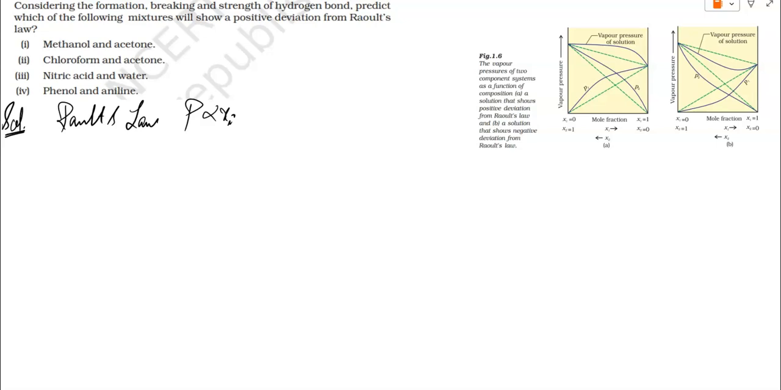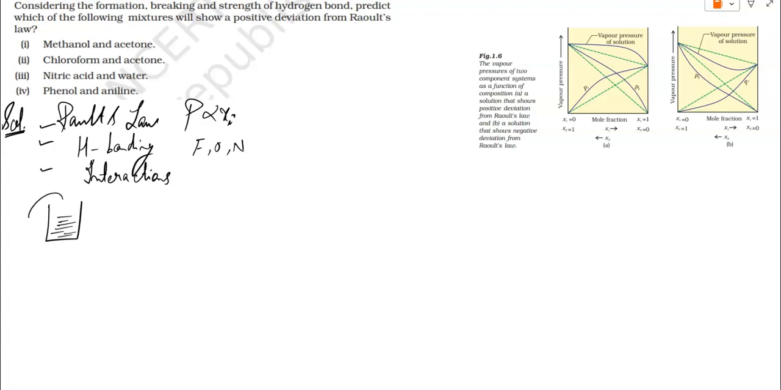And the second point that we should understand is the hydrogen bonding, which is basically shown by fluorine, oxygen and nitrogen like elements which are having good electronegativity. And the third thing that is useful to explain this question is the interactions of molecules.